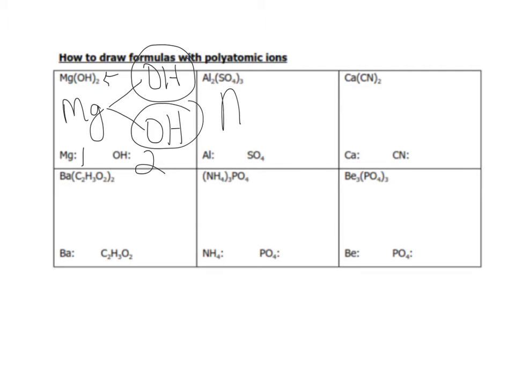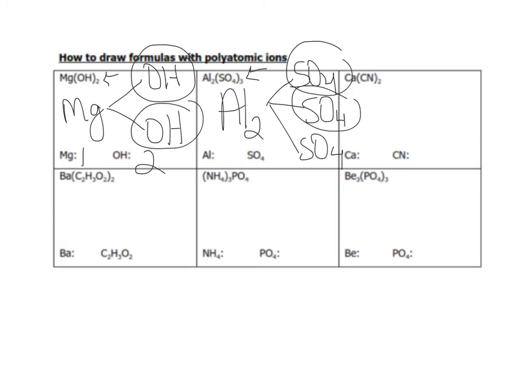The next one, I usually just leave Al2 as Al2. Some people like to write it out 2 times. That's your choice. We've got a 3 outside the parentheses, so that means 3 branches. At the end of every branch, I write what's inside the parentheses, which is SO4. And I see that I have 3 groups of SO4 and 2 Als.